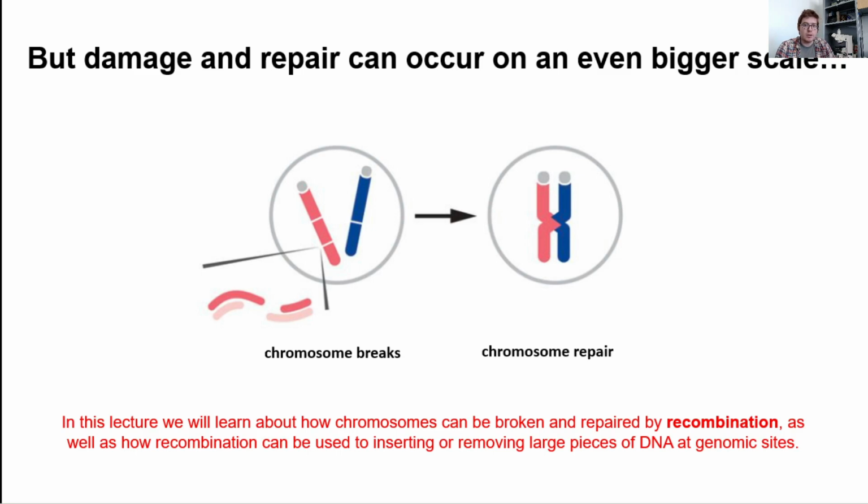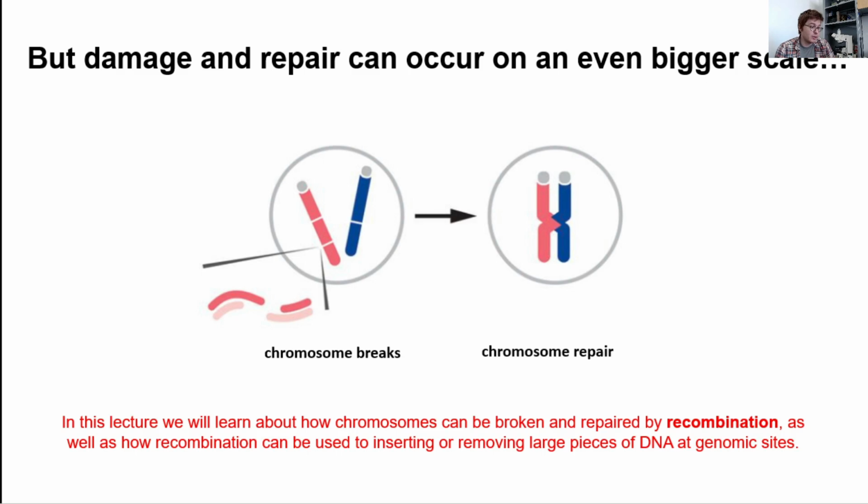As the cell, it's going to need to repair those two broken pieces. It's going to have to somehow put them back together. Otherwise, you're going to have the wrong number of chromosomes. You're going to have problems with segregating your chromosomes and replicating them properly during division, and that can lead to all sorts of catastrophes. So we definitely want to fix this.